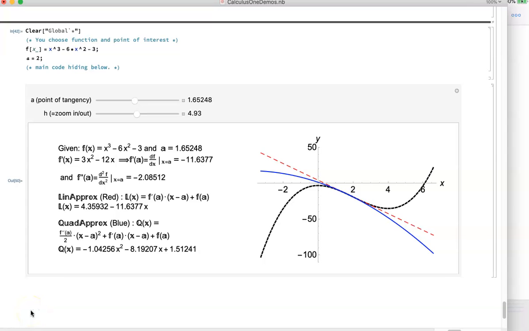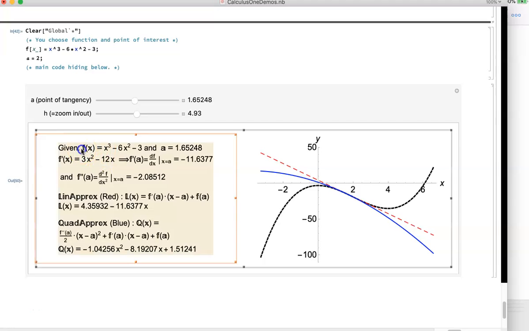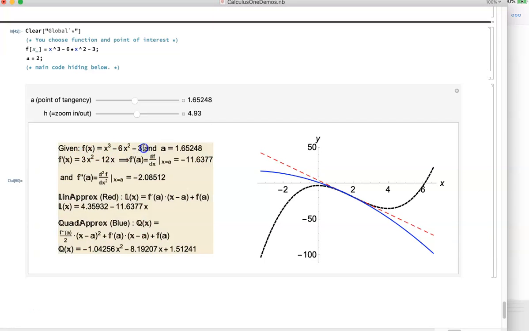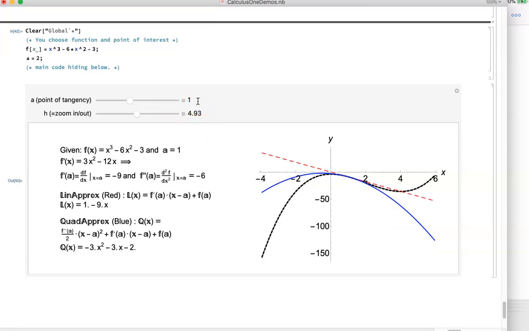In this video, we're going to just do a visual exploration and explanation of the second derivative test. So what you're seeing in this plot here is a function that's been given: x cubed minus 6x squared minus 3. We can pick a specific value, maybe a is equal to 1, and we can see here the derivative, the second derivative, and especially the second derivative and first derivative at the value a.